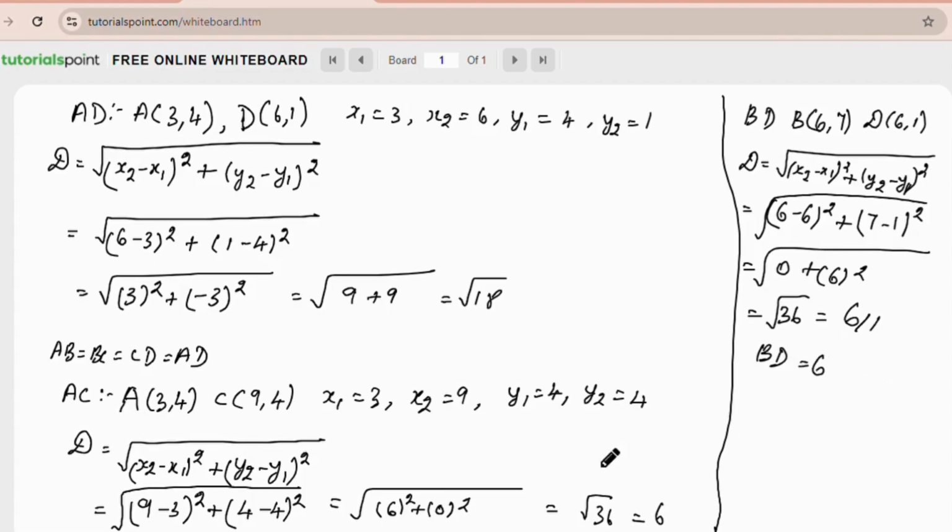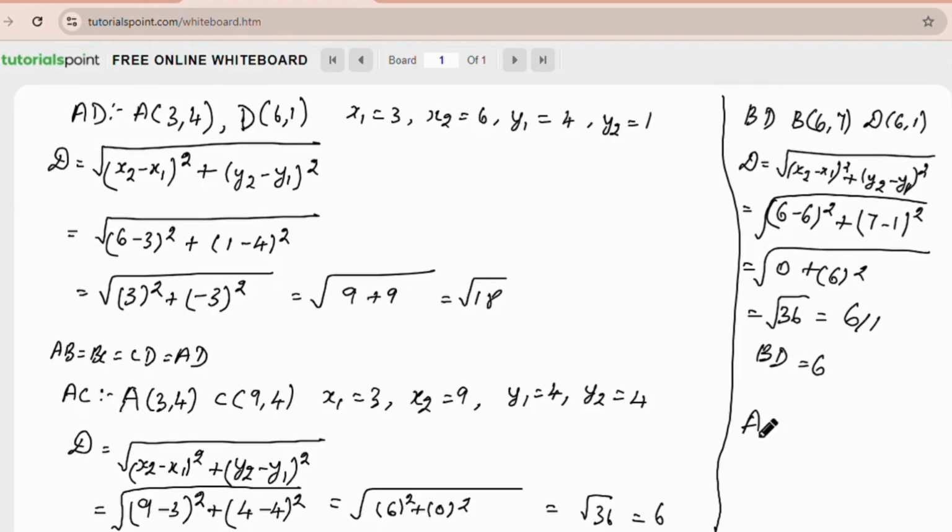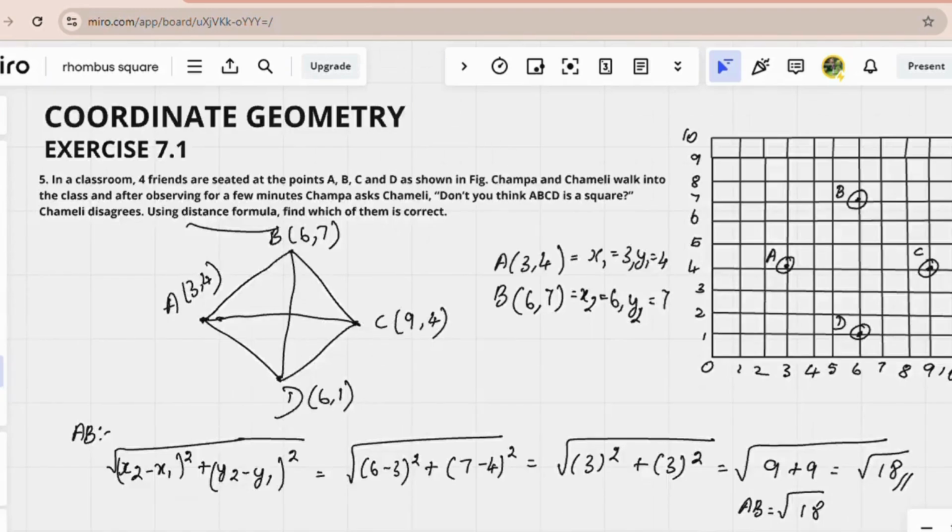So diagonals also are equal. If you check, AC is equal to BD. Diagonals are also equal, hence it's proved. What Champa said is correct. ABCD is a square.